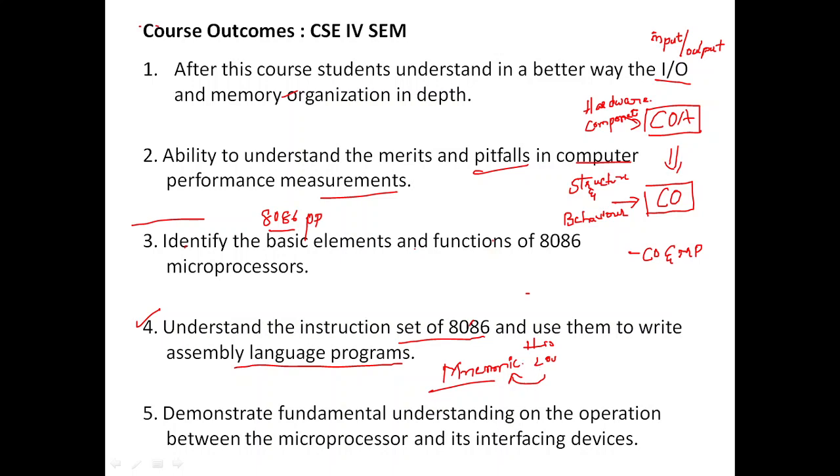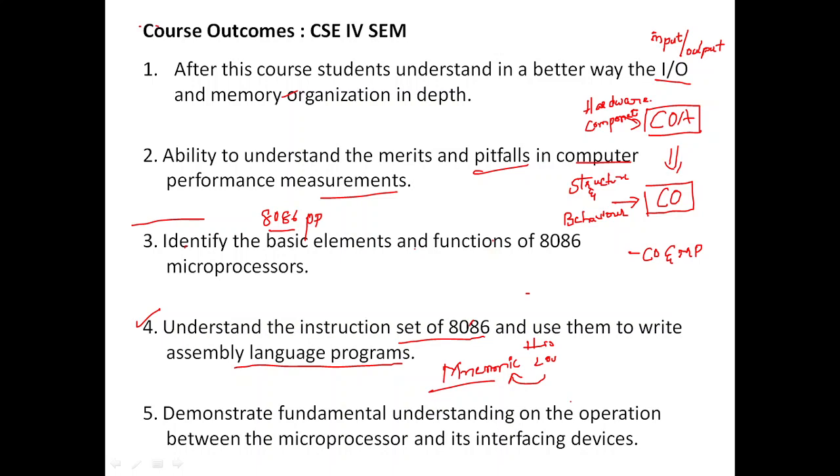And the last and final unit is to demonstrate a fundamental understanding of the operation between the microprocessor and its interfacing devices. So what are the interfacing devices? In order to have interaction between any two components, we need an interface. By making use of that interface, you will connect any two components to work synchronously. What are those interfacing devices, and which microprocessor do we call an interfacing microprocessor? All these things you will study in the fifth unit.